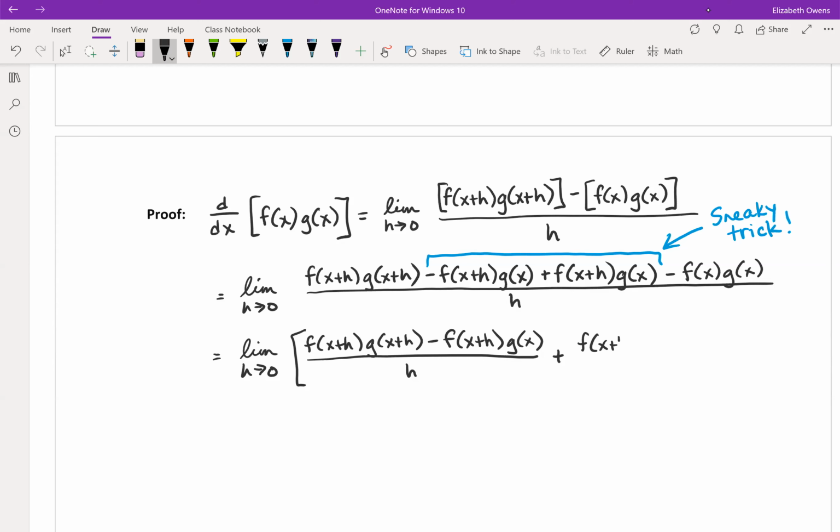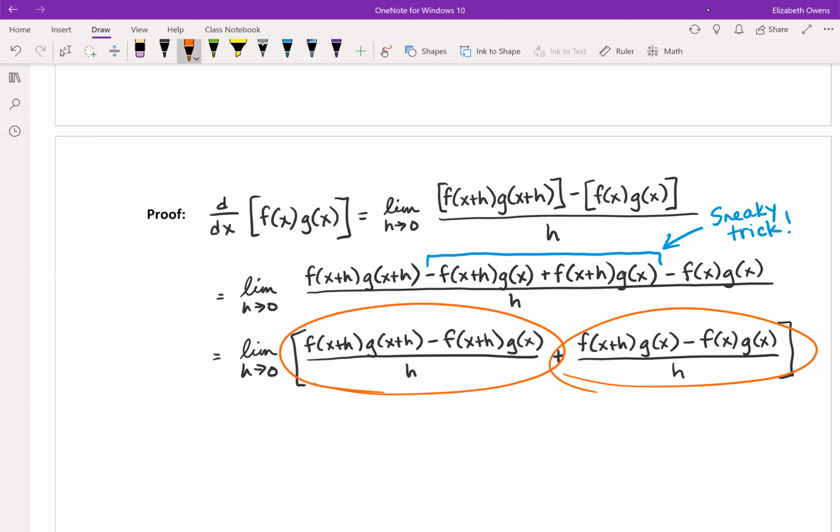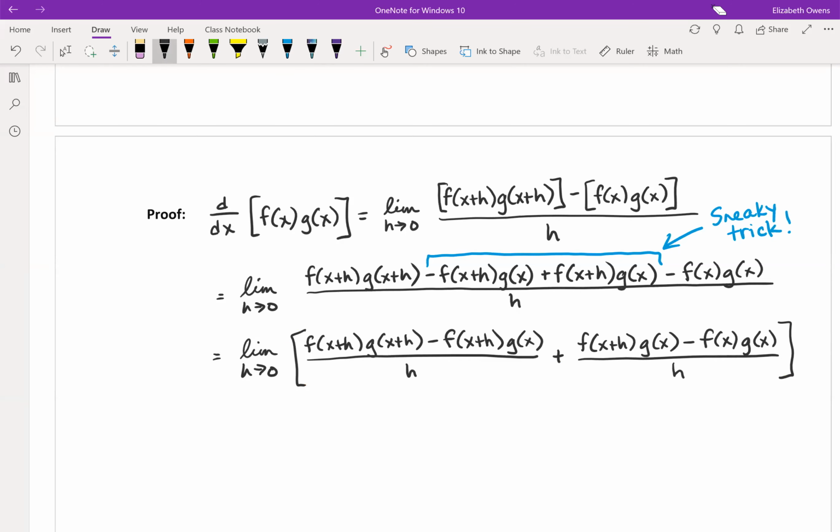Here's f of x plus h, g of x, minus f of x, g of x, all over h. So they've got that common denominator of h. That's what allowed us to split this up into those two expressions. Now in each of these new rational expressions, we're going to be able to factor something out in the numerator. So keep writing your limit as h approaches 0.